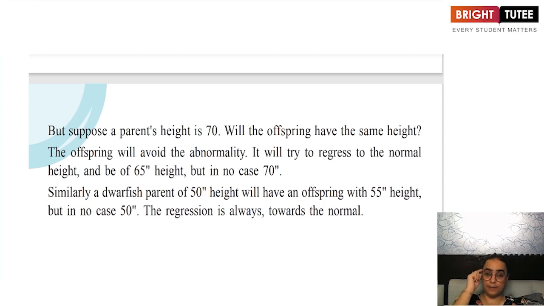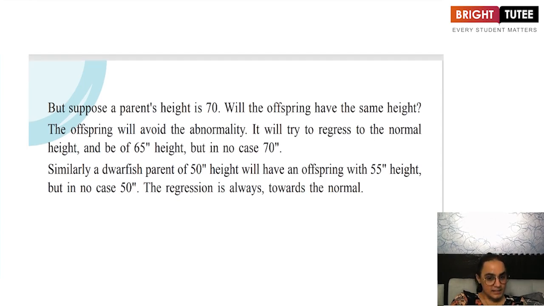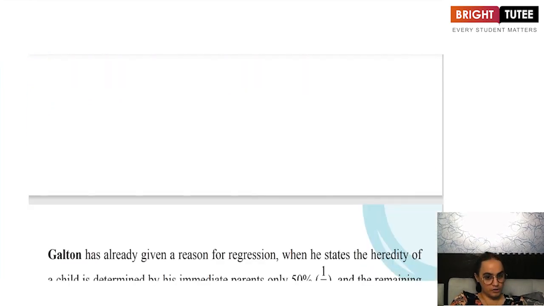Similar is the case with those parents who are dwarfs, who have a very short height. A dwarfish parent who is, let's say, just 50 inches may have children who are 55. They may have children who are 60 also, but not necessarily only 50. So basically, the regression that takes place will only take the offspring towards the normal. So a dwarf will never give birth to a dwarf. An abnormal heighted parent will never give birth to an abnormal heighted child. This is the law of regression.